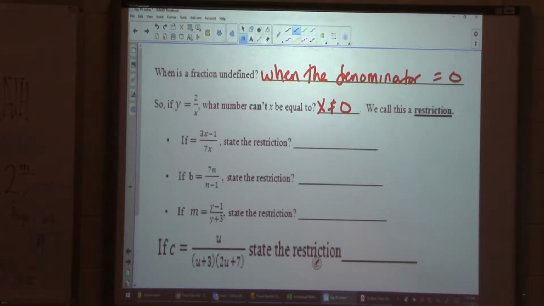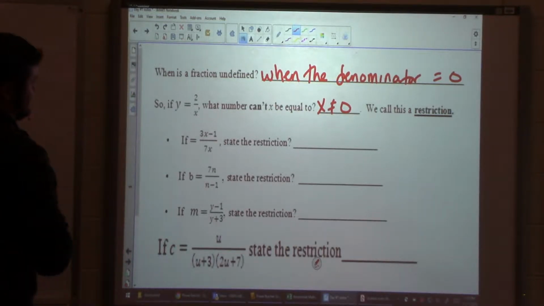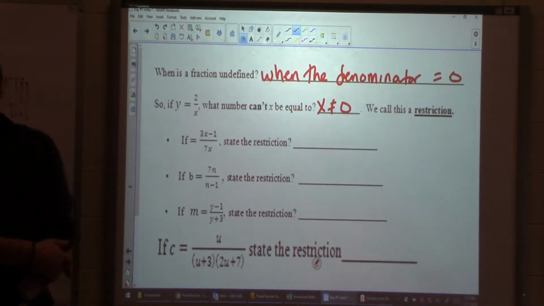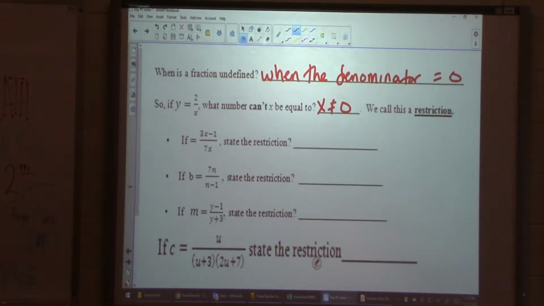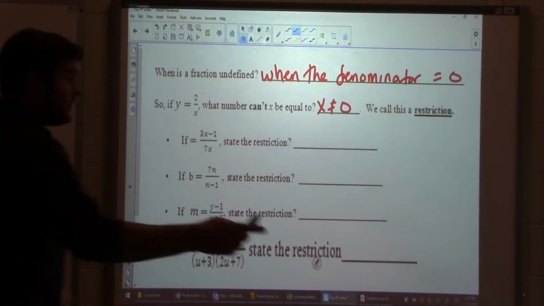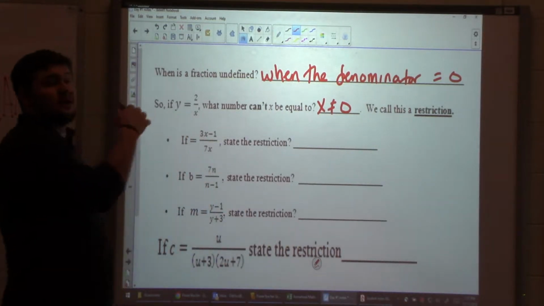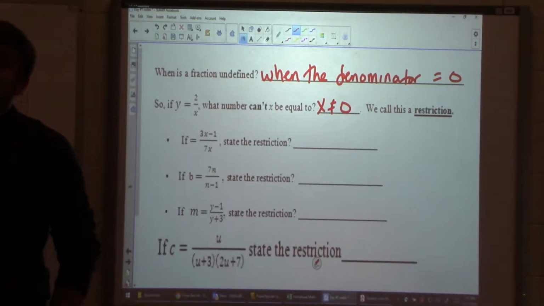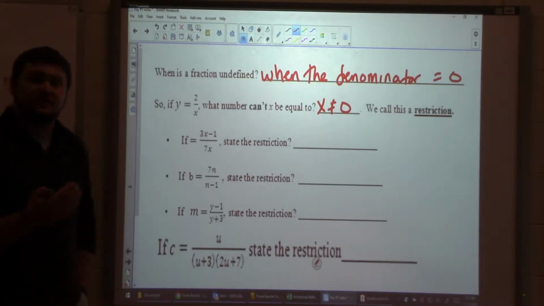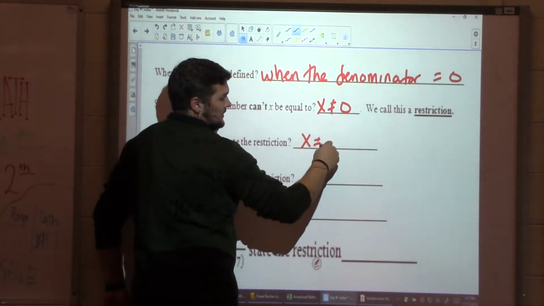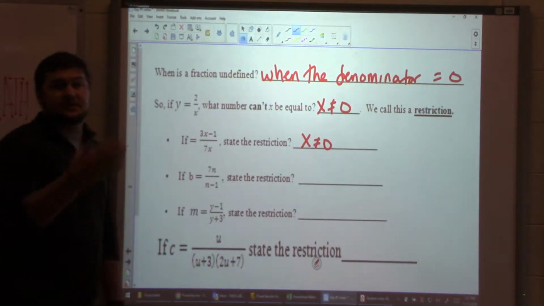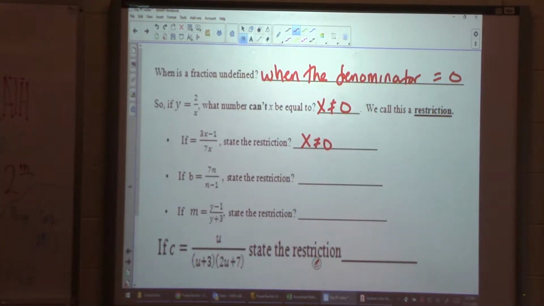So if you look at the second one, 3x minus 1 over 7x. What would our restriction be? Well, yeah, 0 in the denominator, but like x equals 0. x can't equal 0, right? Because remember, in certain problems later on today, we're going to deal with more than one variable, so you need to be specific. You can't just say 0. We need to say x cannot equal 0, because 7 times 0 would be 0. I would have a 0 in my denominator.